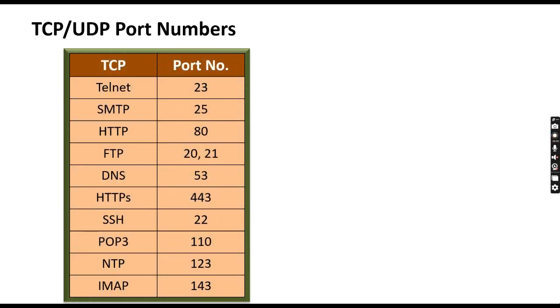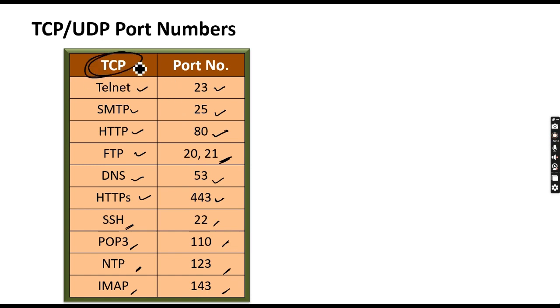Next, how can you identify the port numbers which come under TCP and UDP? There are some standardized port numbers. For example, you have Telnet service, port number 23; SMTP, port number 25; HTTP, port number 80; FTP, port numbers 20 and 21 for server and client; DNS 53; HTTPS 443; SSH 22; POP 110; NTP, Network Time Protocol, 123; IMAP 143.